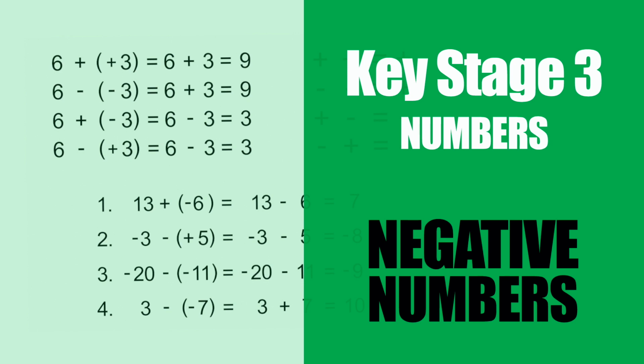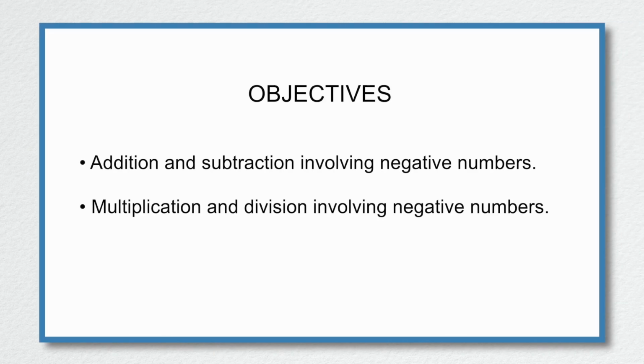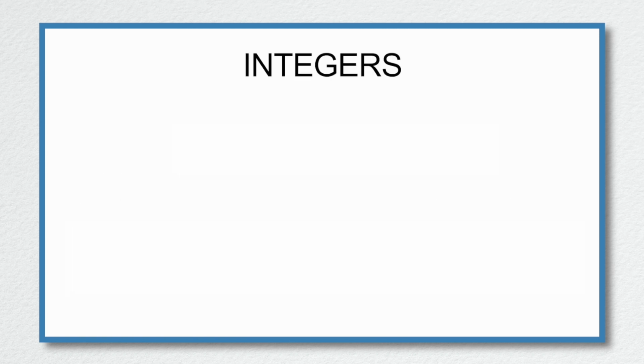So this is the last of the Key Stage 3 maths videos I'm making on number work, and I'm going to be looking at arithmetic involving negative numbers. So in this video we're going to be looking at addition and subtraction involving negative numbers, and multiplication and division involving negative numbers. I want to begin by looking at integers.